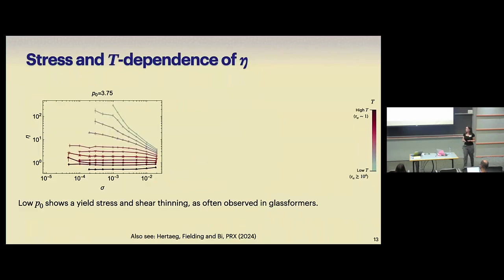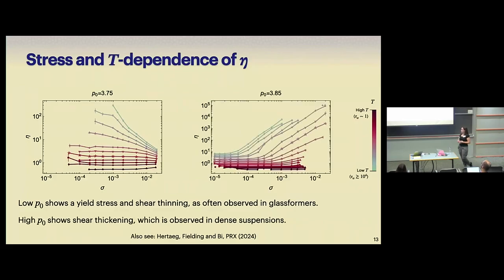First, looking at the low P0 regime, what we see in the viscosity versus stress is that at high temperatures we have fairly Newtonian flow, so the viscosity is constant with stress, while at low temperatures the data here is missing because we have a yield stress: you apply the stress, but it's not enough to make the system flow. Once the system yields, we observe this pronounced shear thinning behavior. This is quite reminiscent of what's often observed in glass formers.